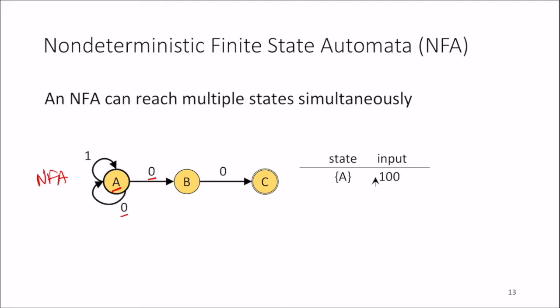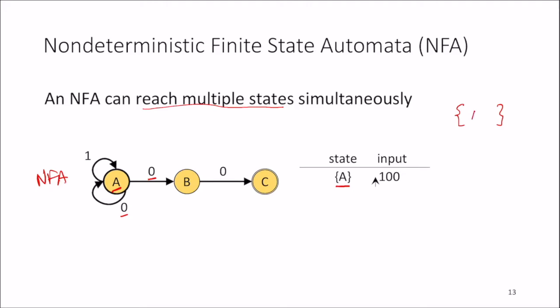So let's say the input is really simple. It's just 1, 0, 0. And I start off with a state set. So we're going to generalize. Previously, we only had to track one state at a time, because in a deterministic machine, whenever you make a transition, you go to exactly one state. But now we can reach multiple states at the same time. So what we're going to do is use this notation, this set, and inside this set is all of the states which you can reach.